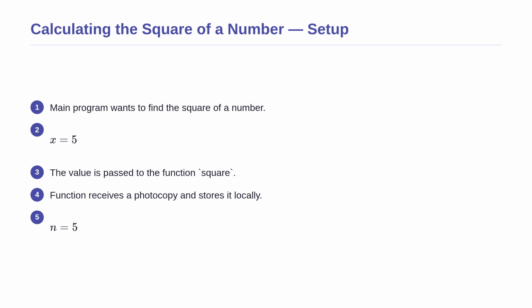Before we move on to other types of functions, let us see this pass-by-value concept with a concrete example. We want to calculate the square of a given integer. The main program wants to find the square of the number 5. We have an original variable x equal to 5 in our main program. When we call our user-defined function named square, we pass this value to it. Because C uses pass by value, the function does not get the original x. Instead, it receives a photocopy of the number 5, which it stores in its own local variable. Let us call it n. So now, inside the function, n equals 5.